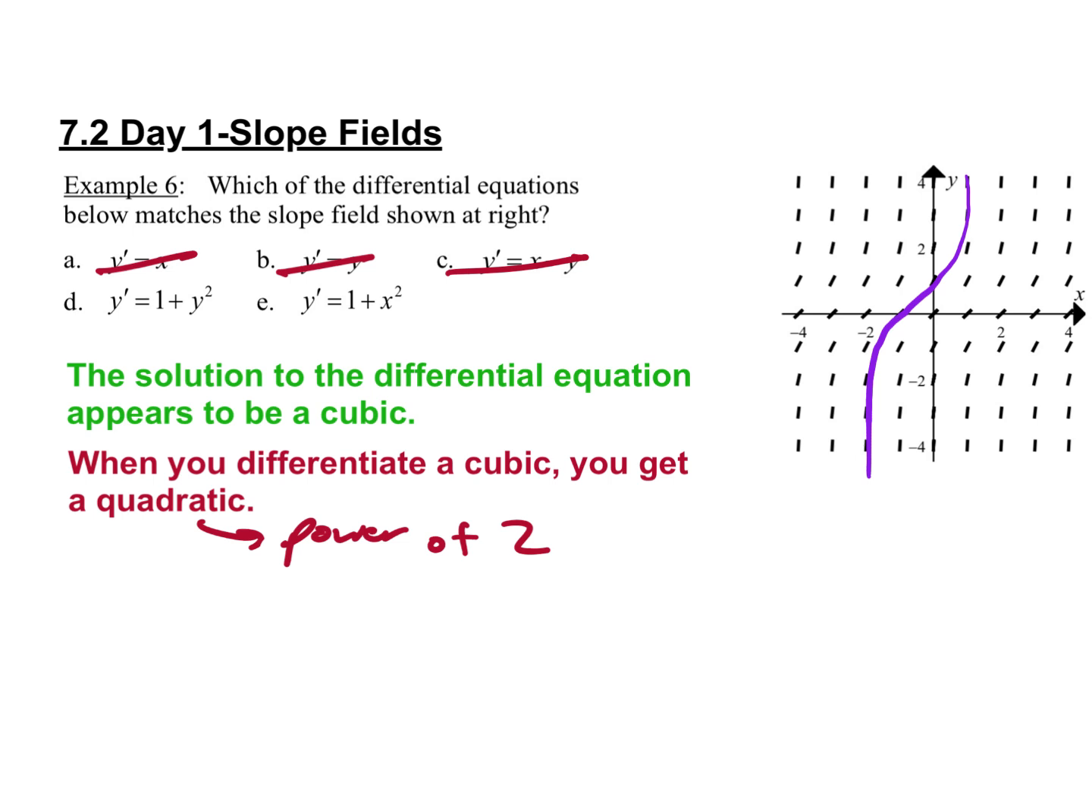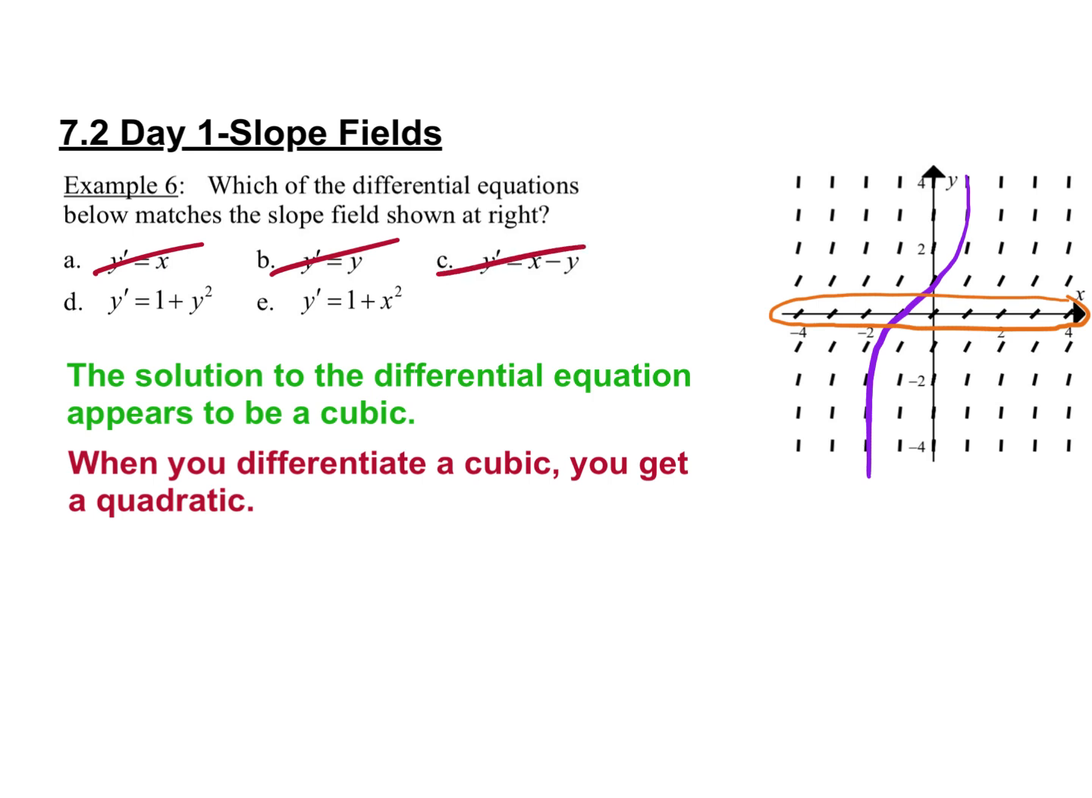So the question becomes, which one is it? This one has a y squared in it. This one has an x squared in it. Here's where we boil this one down and make it kind of easier. We have a dilemma right here. What is the slope of all of those? 1. So which one do you think it is? Is it D or E?